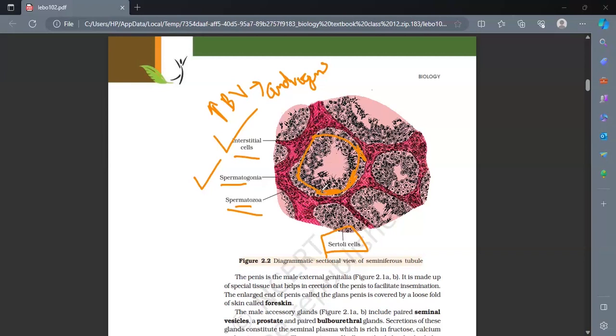So whenever you are drawing the seminiferous tubule, these 4 labelings are important. You should be drawing the interstitial cell. Again, the question comes like that: you draw the structure, you label the structure, and give the significance or the function of any 4 structures, right? Such types of questions also come. So you have the interstitial cells having some kind of function. You have the Sertoli cells, which have a function. And what are these spermatozoa?